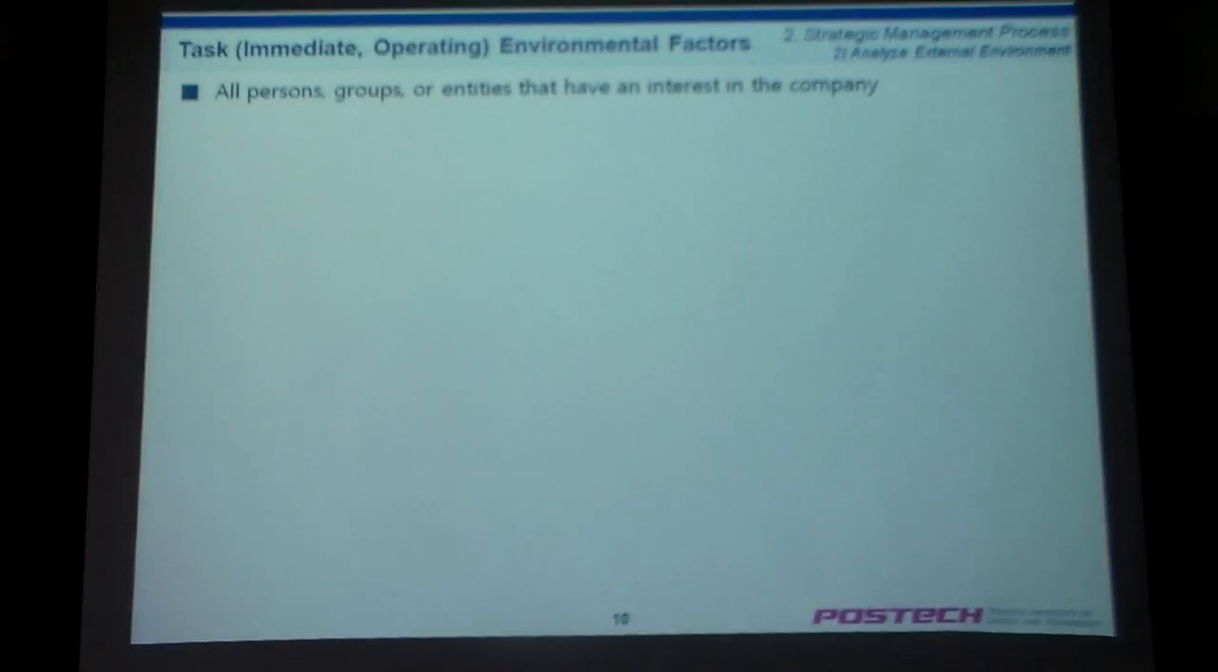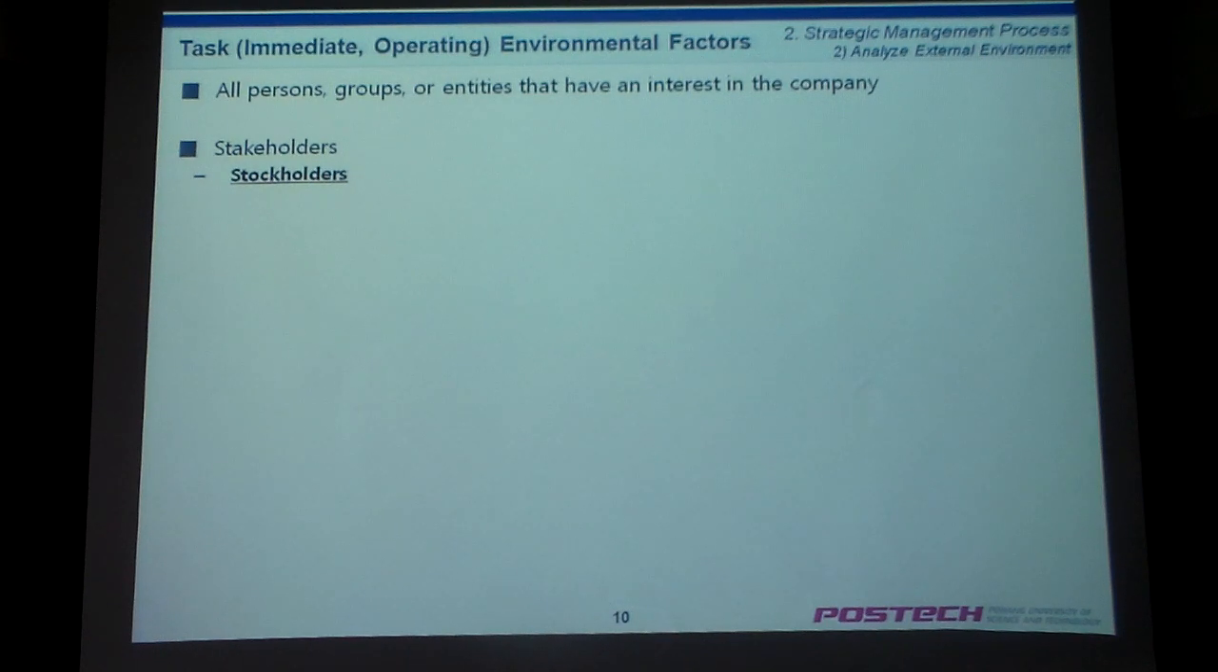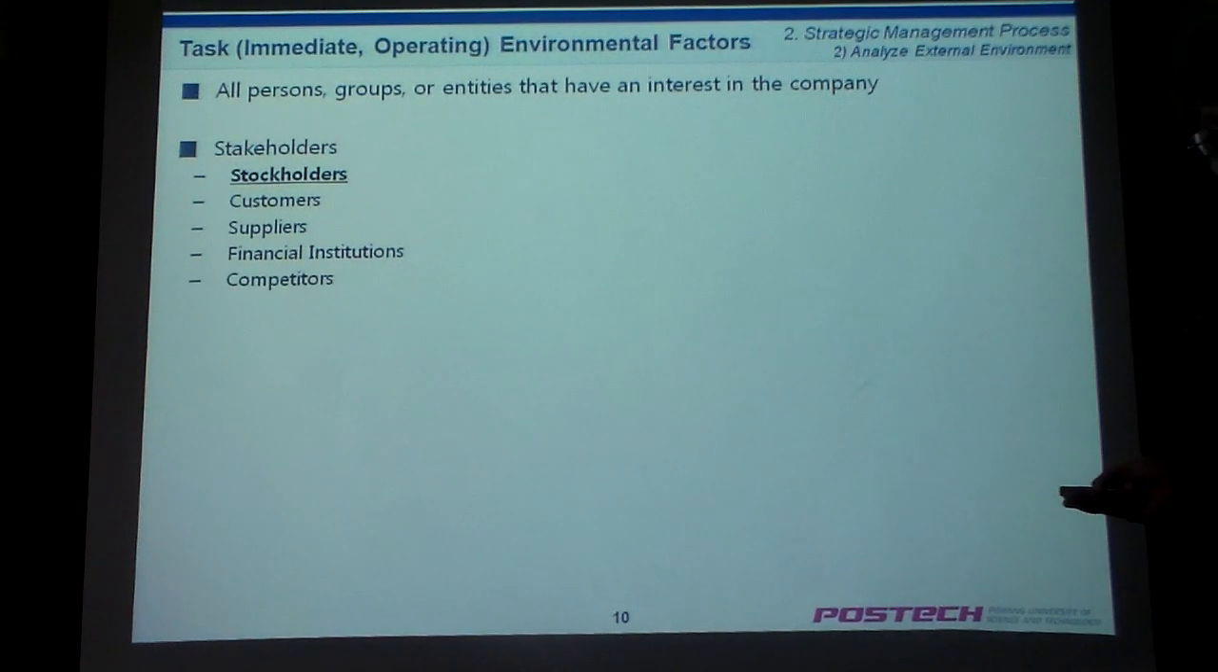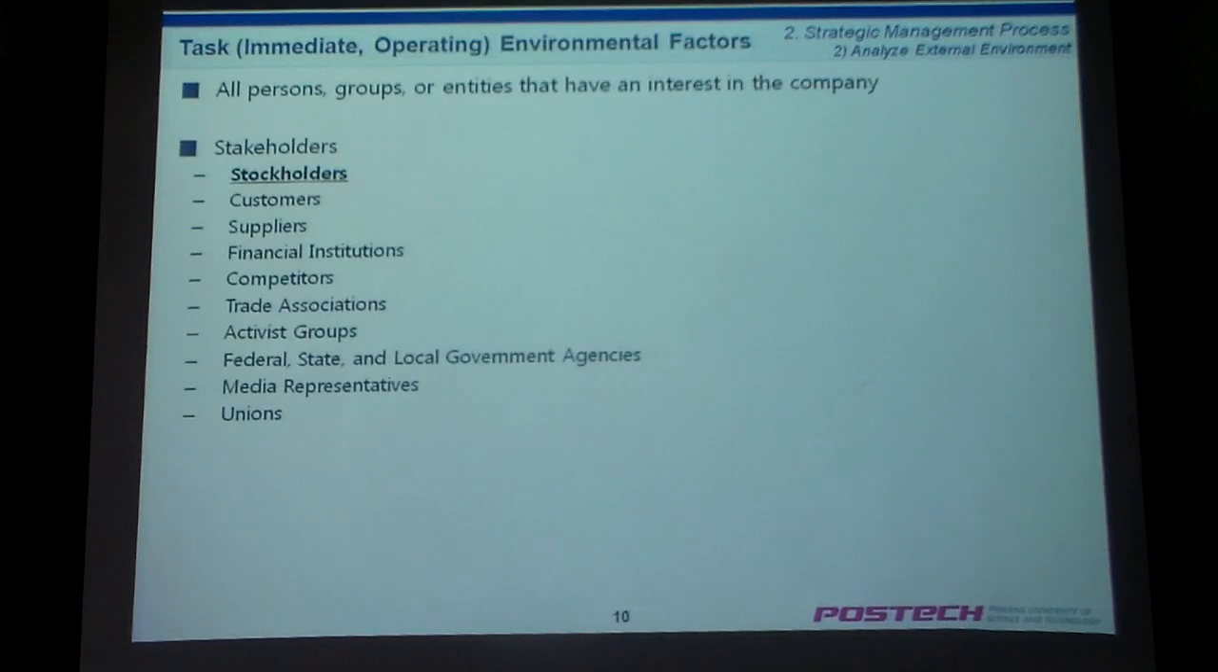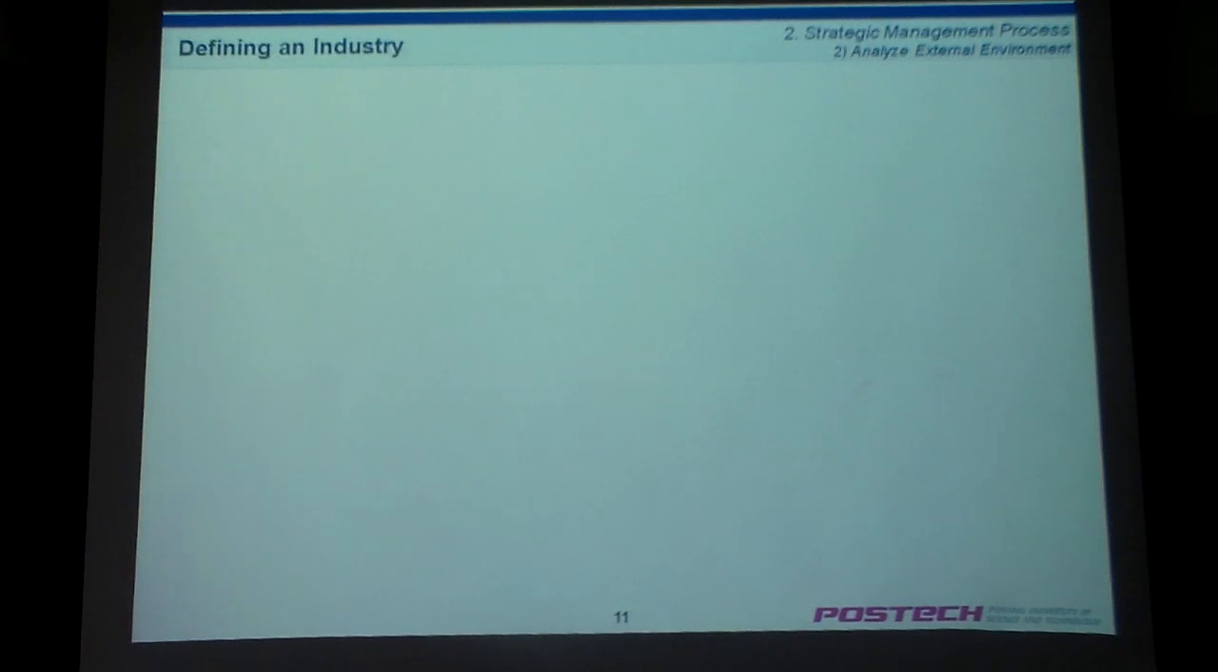And task environments: all persons, groups, and entities that have an interest in the company. For example, stakeholders include stockholders, customers, suppliers, financial institutions, competitors, trade associations, activist groups, federal, state, and local government agencies, media representatives, and the unions. Those are all stakeholders concerning the company's operation. So we analyze the competitiveness of these groups and how to deal with them competitively. That is the task analysis, or maybe industry analysis.